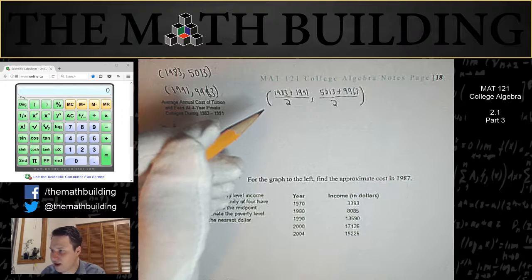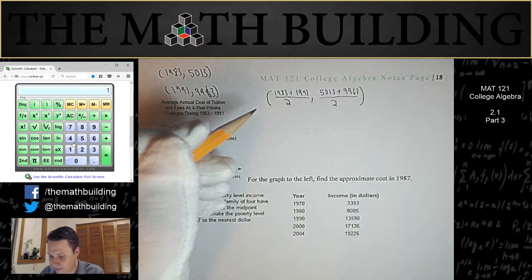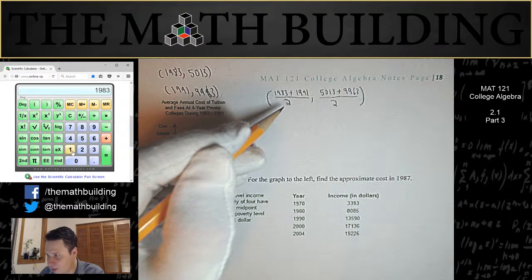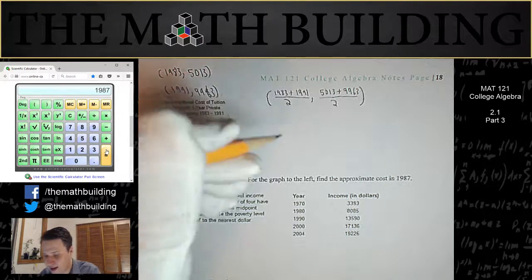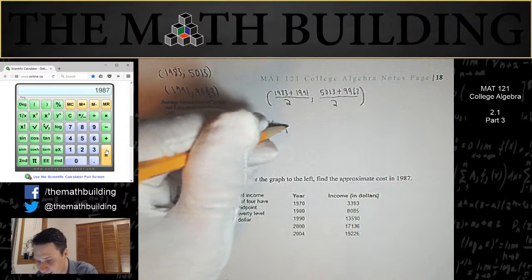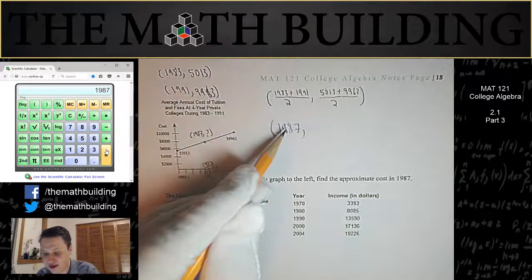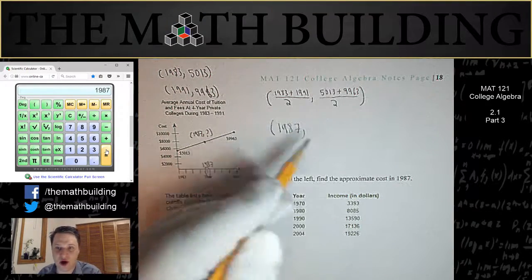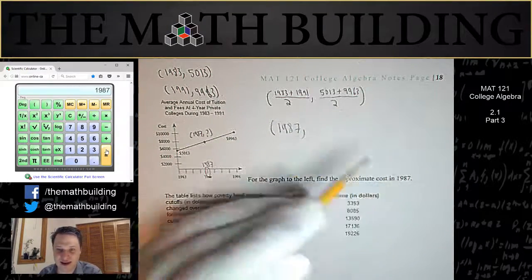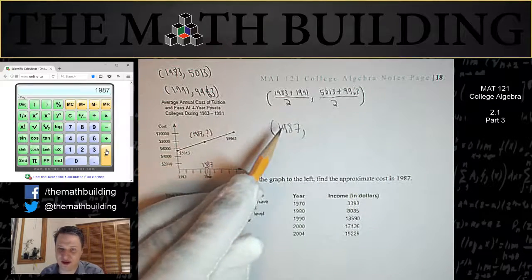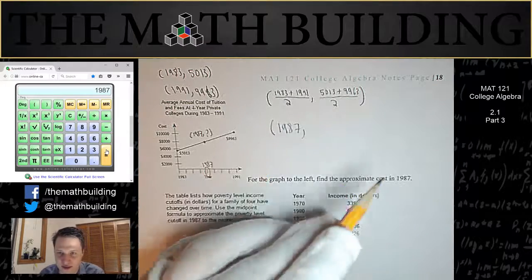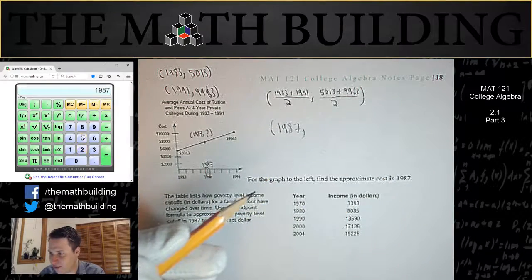So let's simplify that a little bit. Let's do 1983 plus 1991 divided by 2, and we get 1987. And that's really important, because if we didn't get 1987, we know we did something wrong. Because remember, we're trying to find the cost for that year. So that's how you know you're on the right path, if you get 1987 for that first number.